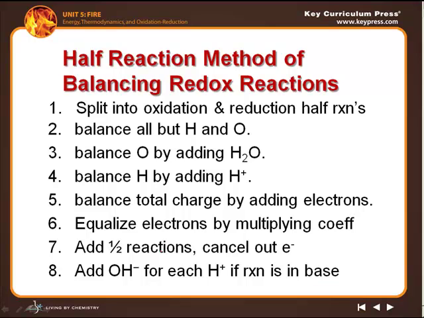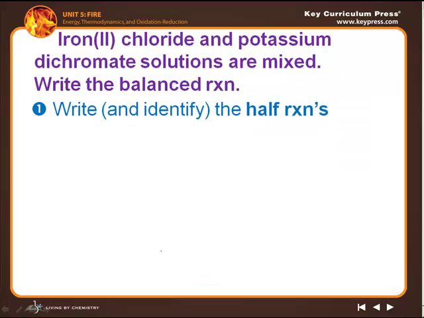So these are the steps that we're going to go through, and we'll do a sample problem of how to do that. It's always important to make sure the atoms are equal and the charge is equal for balancing a redox. So here's iron 2 chloride and potassium dichromate solutions mixed. First, we want to write and identify the half reactions. These will normally be given to you.